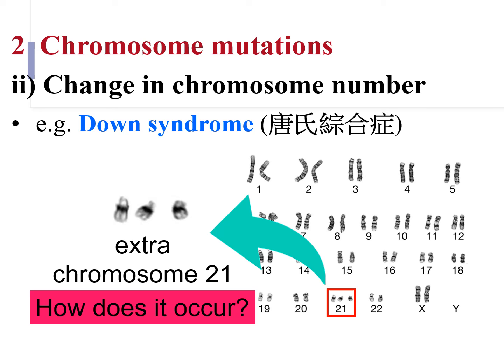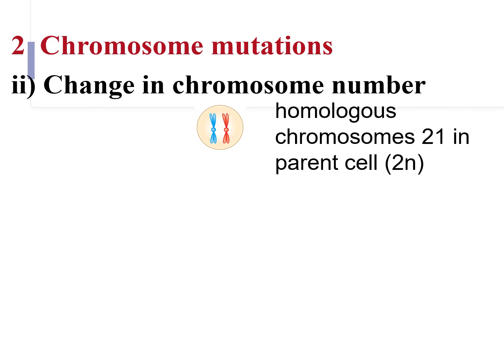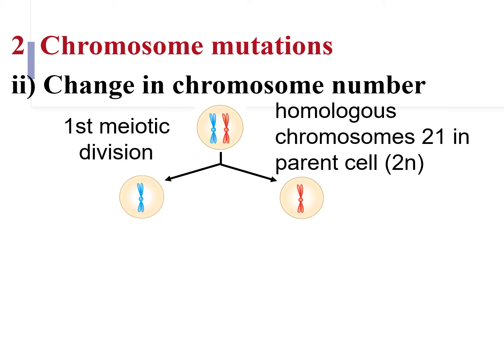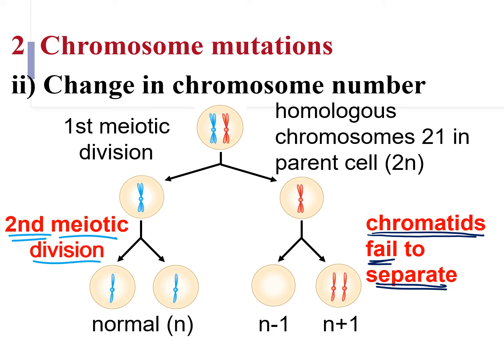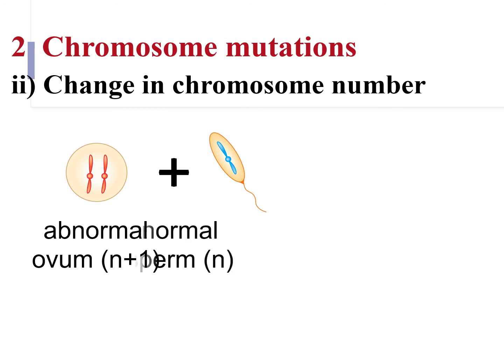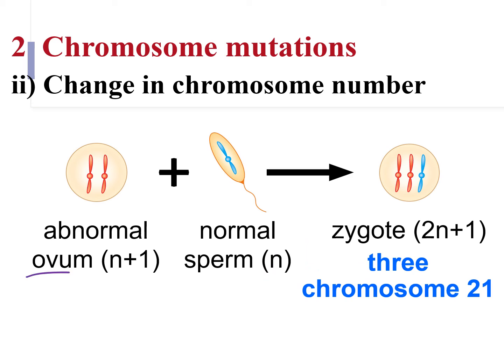How does it occur? Let's take a look. As we know, there are two divisions in meiotic cell division. In the first division, the homologous chromosome 21 successfully separates into two cells. However, a problem exists in the second meiotic cell division. In one of the cells, the sister chromatids fail to separate, leading to an extra chromosome 21 in the gamete.